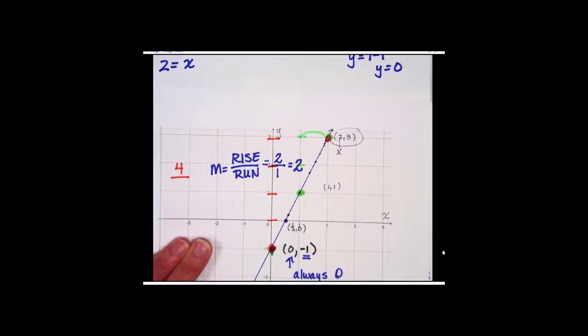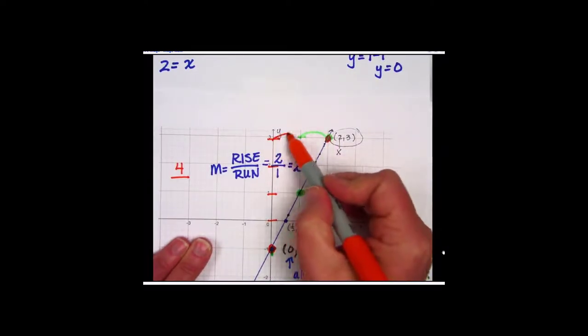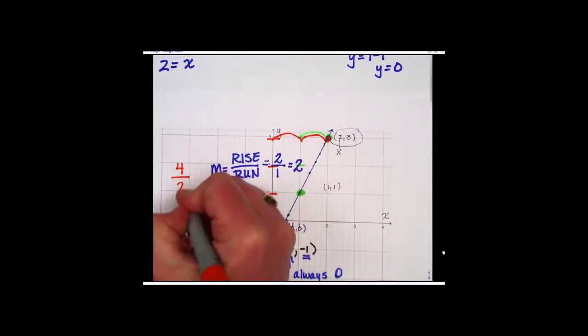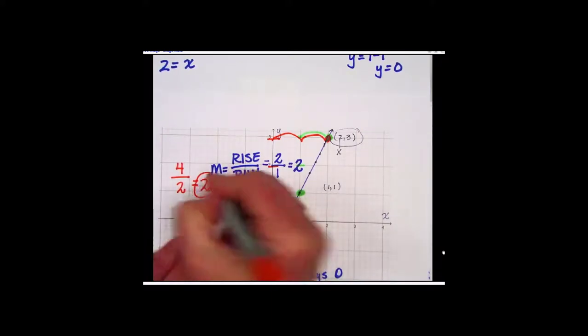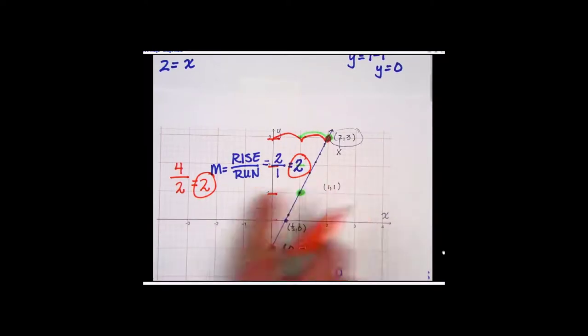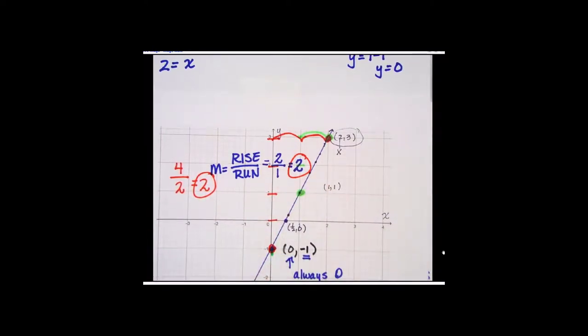All right, the number of units we'd run over from here, 1, 2, I would get 4 over 2. And notice that if I simplify that, I get a 2. That is exactly the same thing as we got the first time. So it does not matter which 2 points you pick on the line. And you're going to want to try to pick points that you can read off exactly.